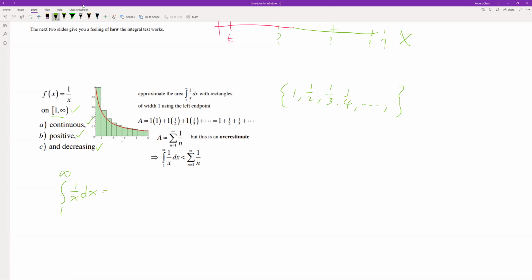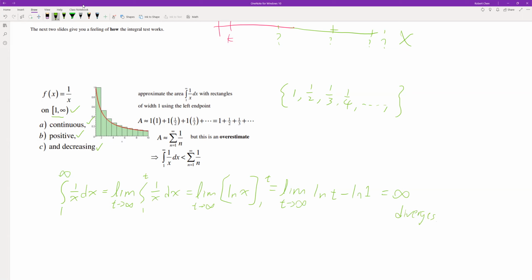So let's see what we have. That's an improper integral, so introduce the limit. 1 over x dx. And then go ahead and integrate it. We have ln of x going from 1 to t, which gives us the limit as t approaches infinity of ln of t minus ln of 1, which is 0. And when you take the limit, you get infinity. Means diverges.